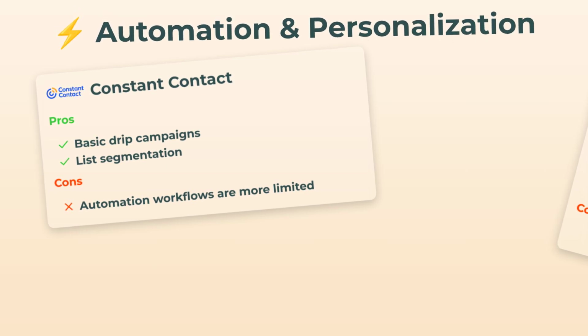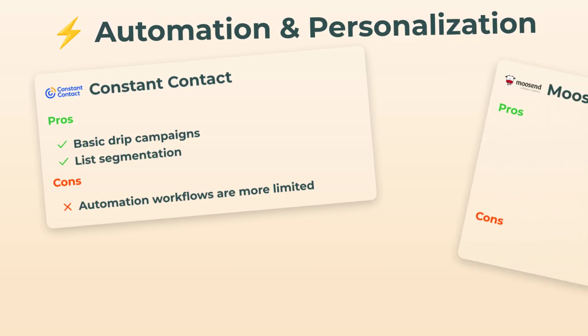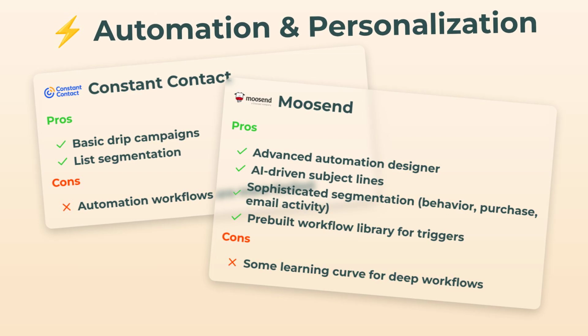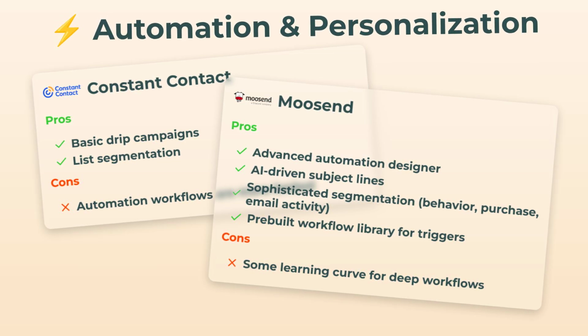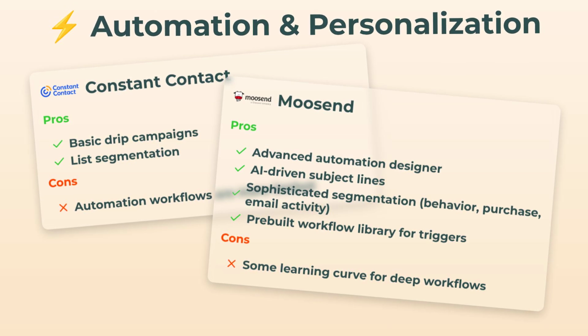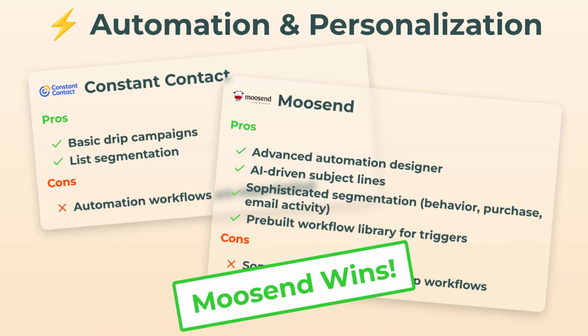You get this super cool automation designer, AI-powered subject lines. I mean, who doesn't want their subject lines to be smarter? And really deep segmentation. Like, you can target by behavior, purchases, email activity, you name it. And if you don't want to build from scratch, they've got a whole pre-built workflow library. The catch? There's a bit of a learning curve if you're new to this, but honestly, the power you get is wild. So Moosend takes this one too.